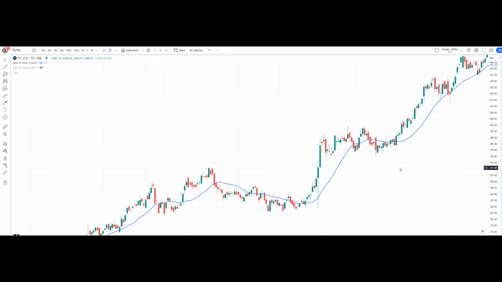These EMAs and SMAs are acting as support and resistance levels, because we can identify the trend by looking at this chart with the help of the moving average.